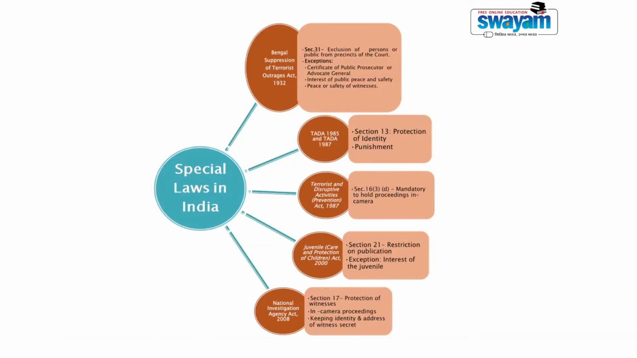special statute, that is the National Investigation Agency Act 2008. Here section 17 speaks regarding protection of witnesses, and proceedings will be conducted in camera. The section also says that the identity and address of the witness be kept secret, where the special court is empowered to comply with section 17 with regard to the protection of witnesses.